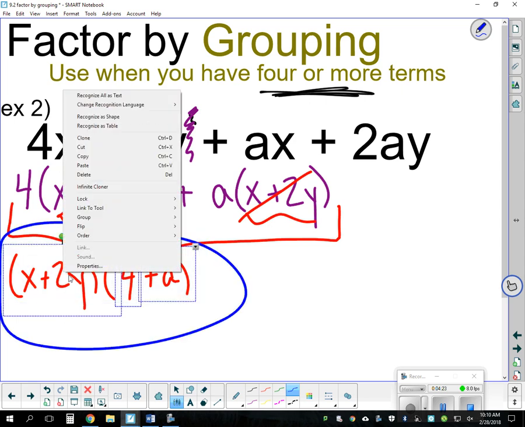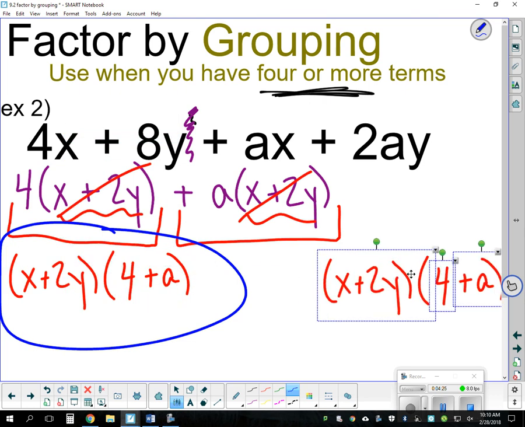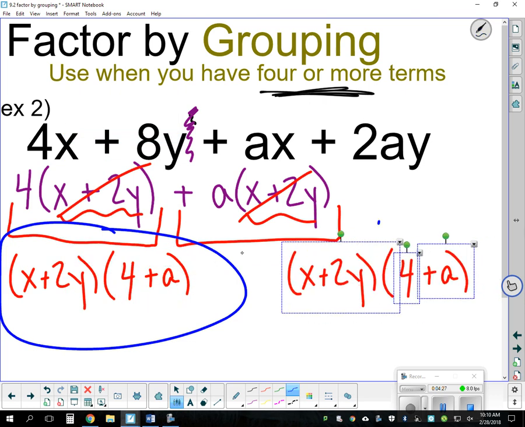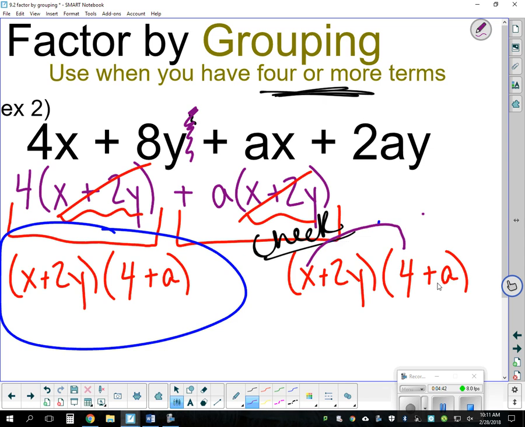So let me just move this off to the side and do a quick check. So this is just my check over here. The way you would check it is just by multiplying everything out. Keep in mind how you do this. You're just going to do a bunch of distributing. So x gets multiplied by 4, which is 4x. X gets multiplied by a, so plus ax. 2y gets multiplied by 4, so plus 8y. And 2y gets multiplied by a, so that's 2ay.